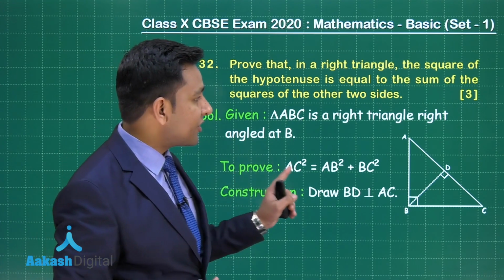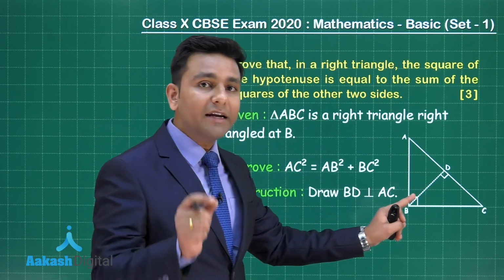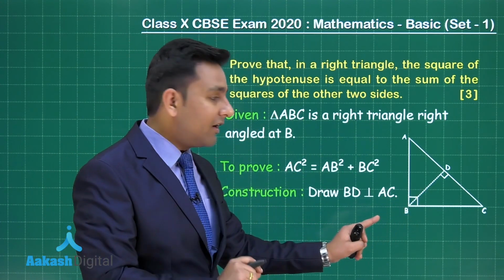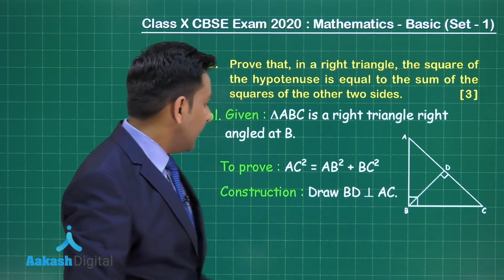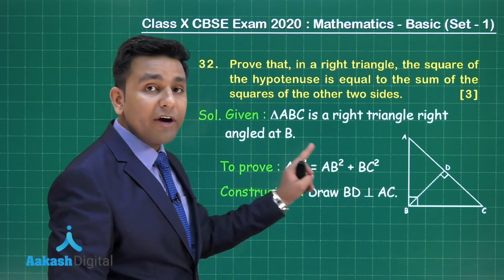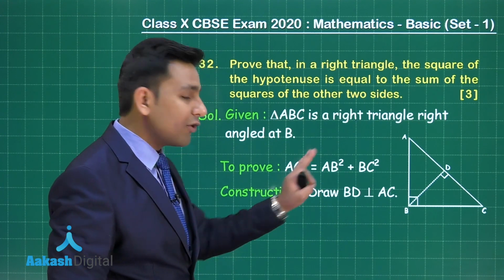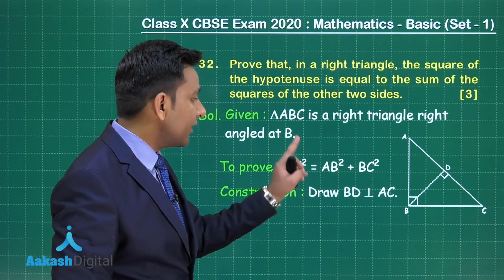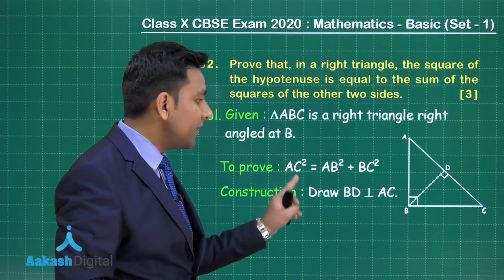The given information is ABC is a right angle triangle, right angled at B. What you have to prove? The square of hypotenuse, that means AC square for this given figure is equal to sum of the squares of AB and BC.